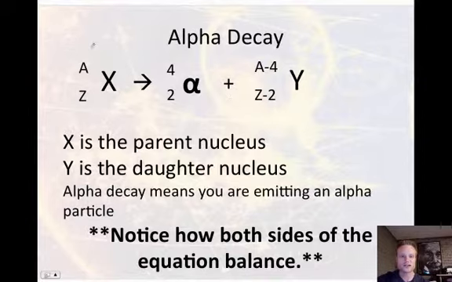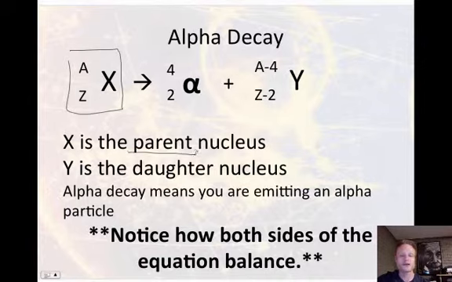Okay, so here's my starting atom or element, and X is the symbol. X is the parent nucleus. It is the starting one. Now X, what does it produce? That's what this arrow indicates. It produces an alpha particle, which is right here, plus the daughter nucleus, which is Y. Now, notice I have Z minus 2, A minus 4.